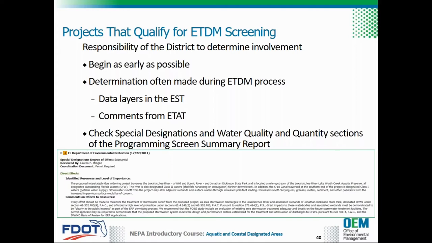Information from the special designations and water quality and quantity sections of the programming screen summary report may include comments from the NPS or other agencies regarding potential involvement with these rivers. As seen here, DEP has identified that this project will traverse the Loxahatchee River, which is designated as a wild and scenic river.